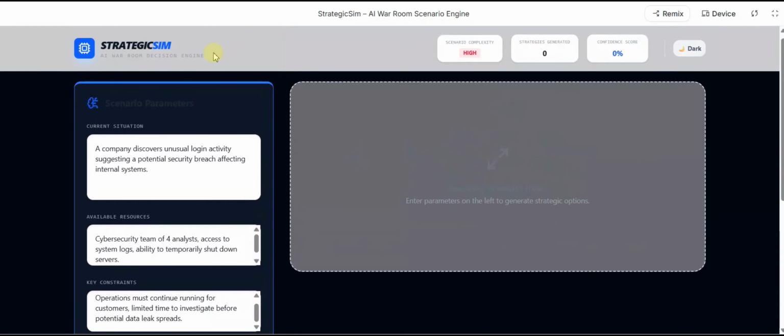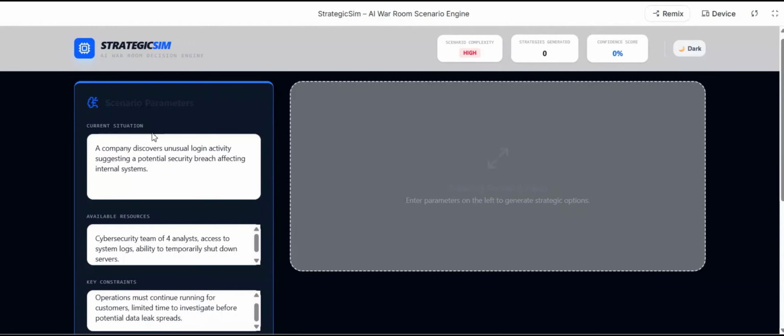Let's start. So, on the left side, we have the interactive parameter panel. This allows the users to modify the scenario in real time, adjusting constraints, changing resource availability, or introducing new developments as the crisis evolves. This makes the simulation dynamic.